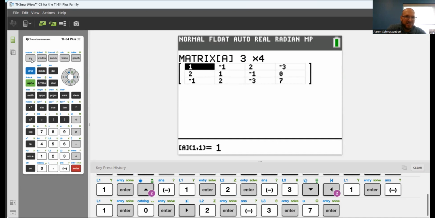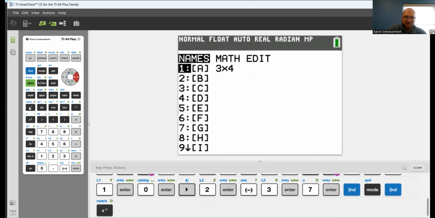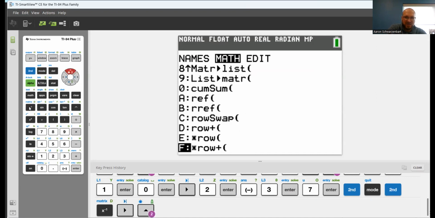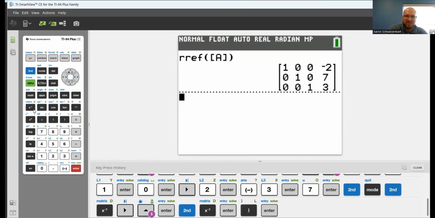To reduce row echelon this, I'm going to quit out of this. Doesn't matter that much, but I'm going to go second matrix again. I'm going to scroll over to where it says math. I'm coming up from the bottom here. Ref is row echelon form. Reduced row echelon form is RREF. And then I need to select matrix A. So I hit matrix again, go under the names, hit A, close my parentheses. And that gives me my results.